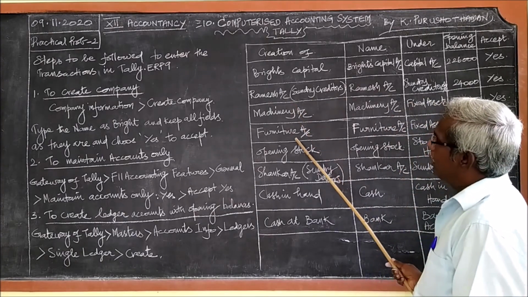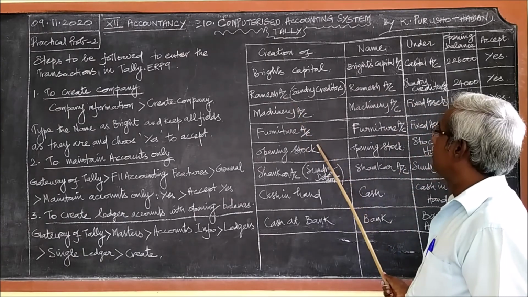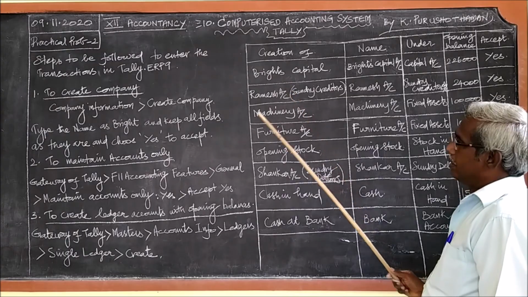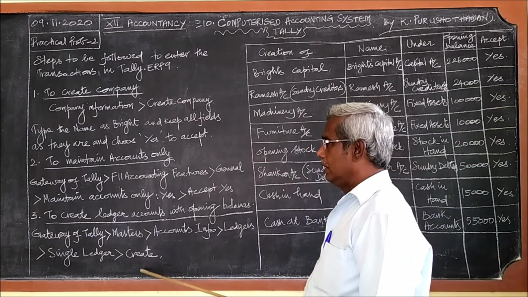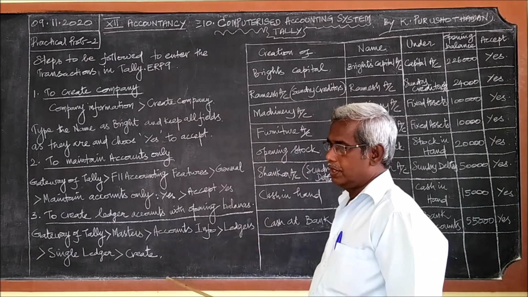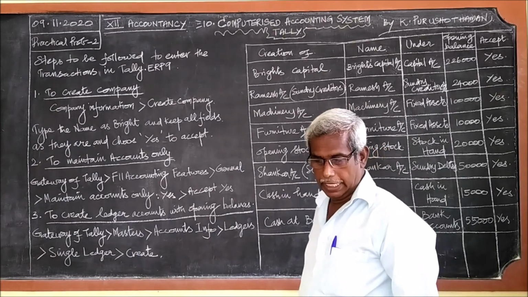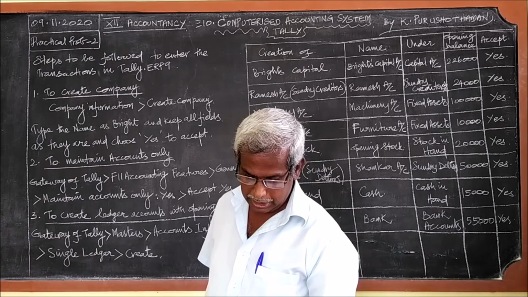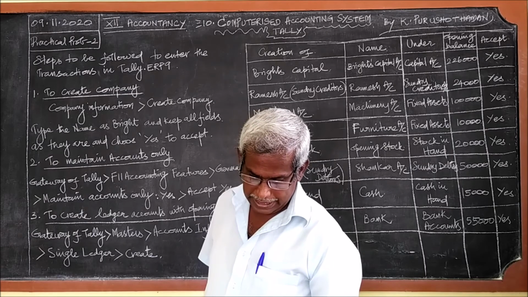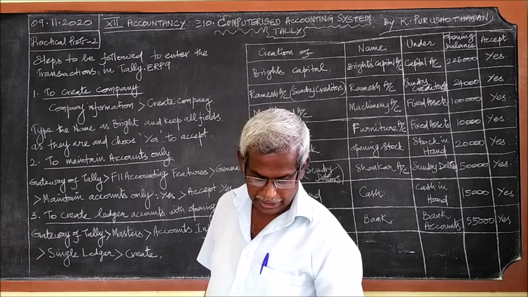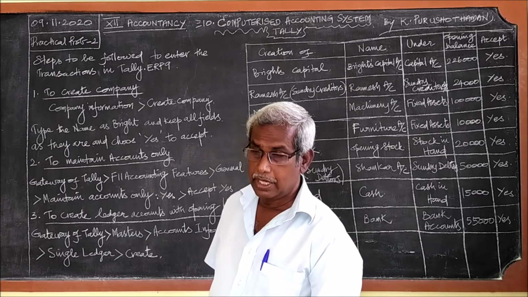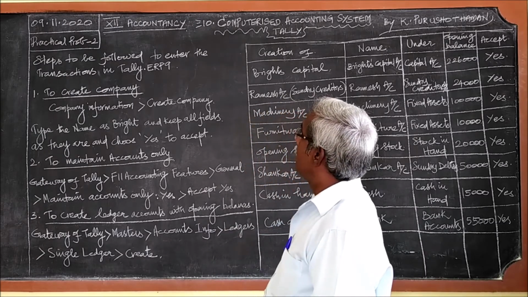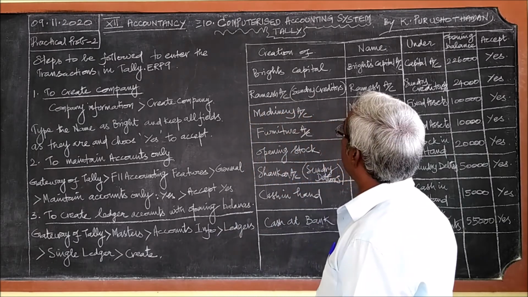First, give what you have understood from this table. In general, you should learn all these three steps. Whatever the problem given like this, you are required to prepare the trading and the profit and loss account for the year ended 31st, some date is given, and a balance sheet if it is given. Prepare it in Tally ERP 9.